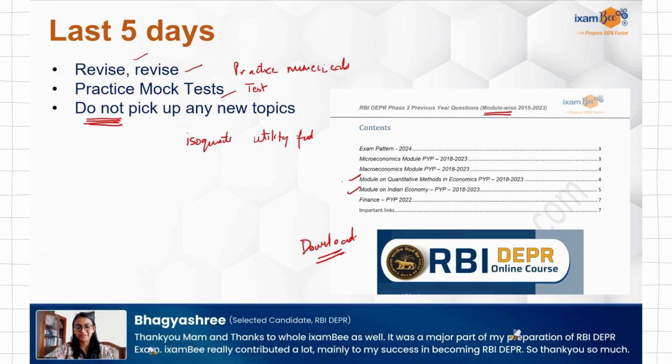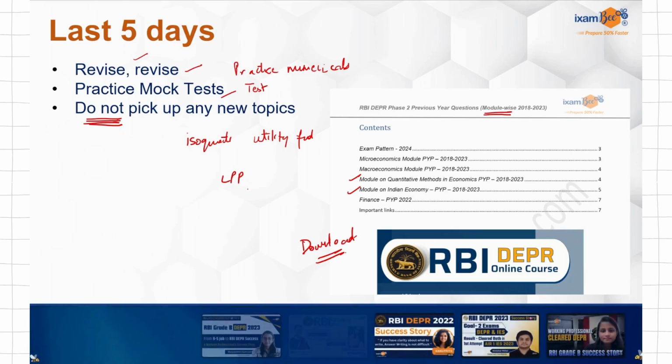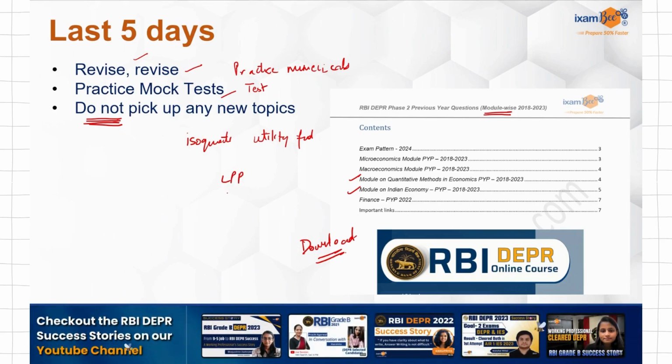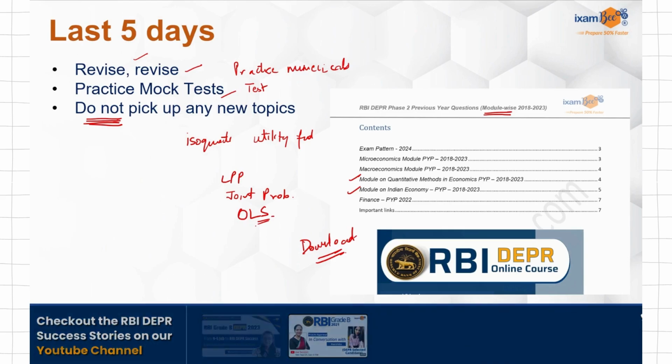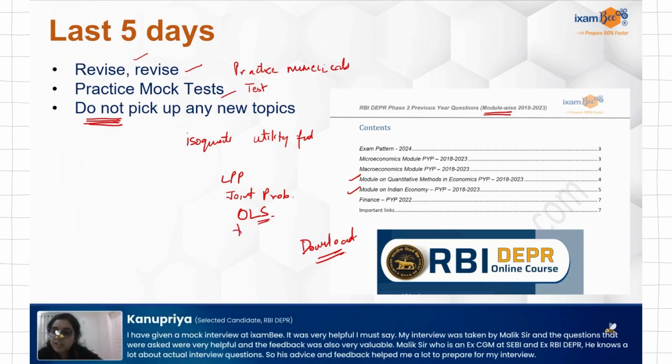Moving to quantitative methods, which consist of econometrics, mathematical methods, and your statistical methods. Please revise your LPP, linear programming problems, okay? Probability related and especially joint probabilities related questions. Regression, of course, and the OLS method used, Leontief input-output, and your trend estimation, right? These are some of the aspects you should practice and work on.